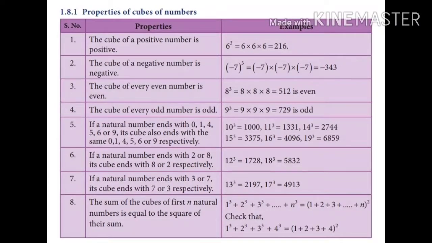Eighth one, the sum of the cubes of the first n natural numbers is equal to the square of their sum. A perfect cube does not end with two zeros. The cube of a two-digit number may have 4 or 5 or 6 digits. So, all this information you studied last year also. Now let's start the example sums.